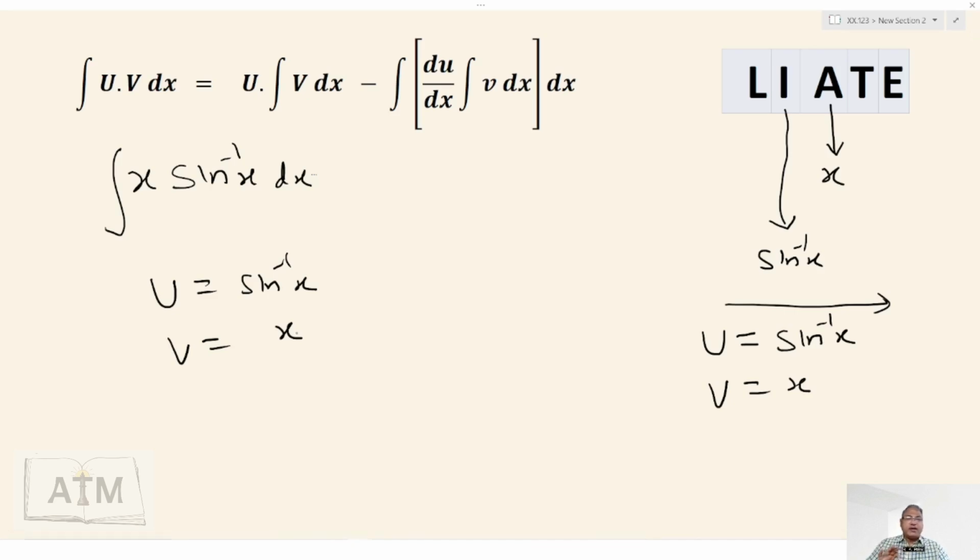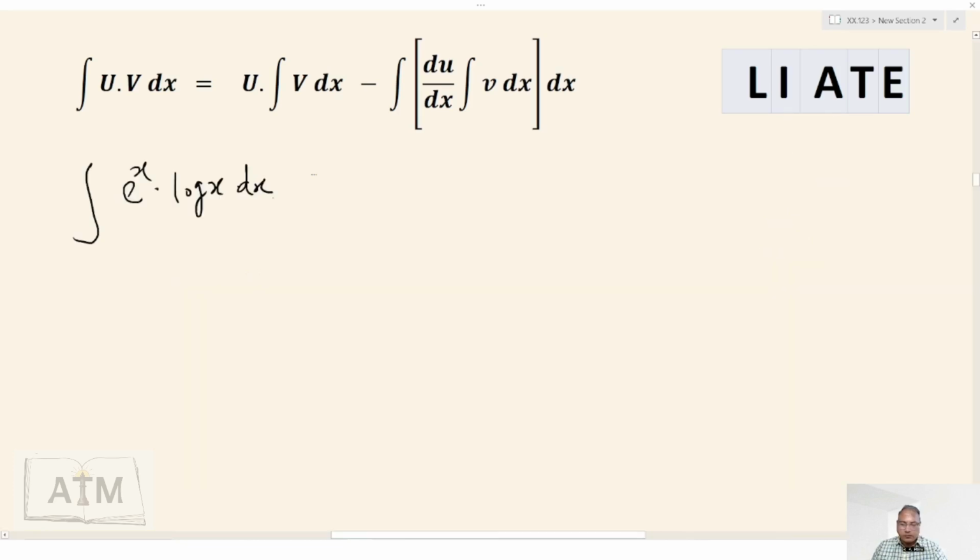If you don't do the correct selection of u and v, then you will keep on doing integration. The integration will expand. So if you don't want to expand the integration and you want to get the result quickly, the very important thing is that you must pay attention to the selection of u and v.